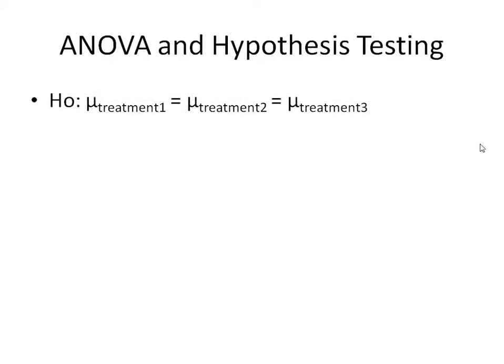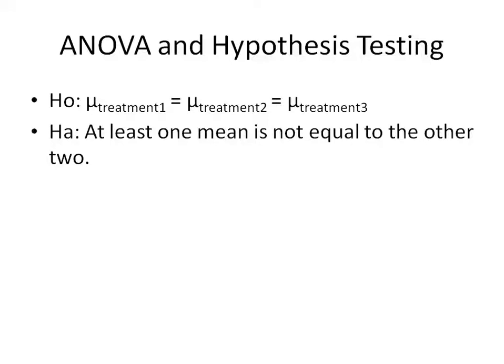So first we're going to come up with a null hypothesis, and that is, in this case, that the means of each treatment are all equal to one another, or they don't have an effect in helping you solve your puzzle. And the alternate hypothesis is that at least one mean is not equal to the other two. So at least one of these might be different from the other two, or just one of these is statistically significant from the rest.